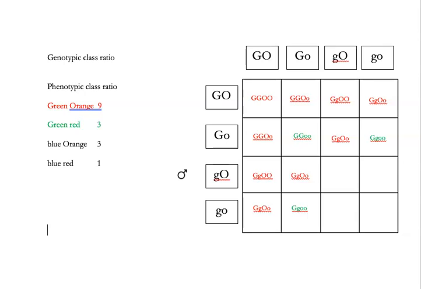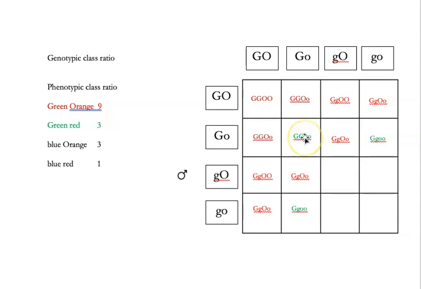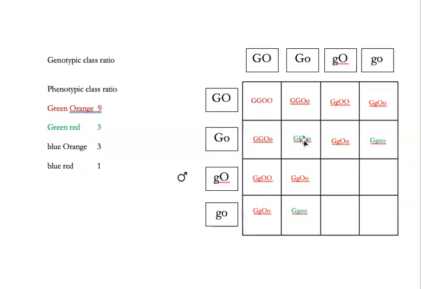Next, let's look at the green and red class. So when this sperm meets this egg, I've got two big G's and two little o's, so they're going to be green and red. They'll have that homozygous recessive hair color. Here's another green red. Here's another green red. 1, 2, 3.